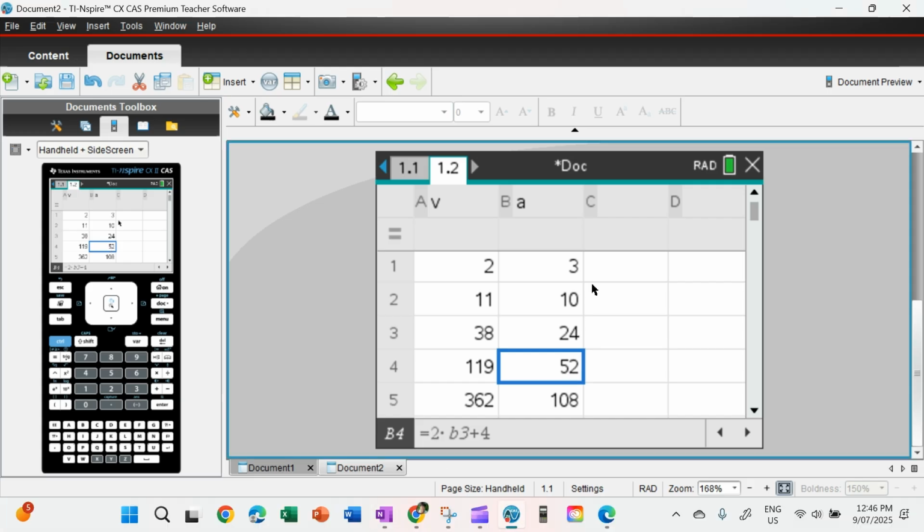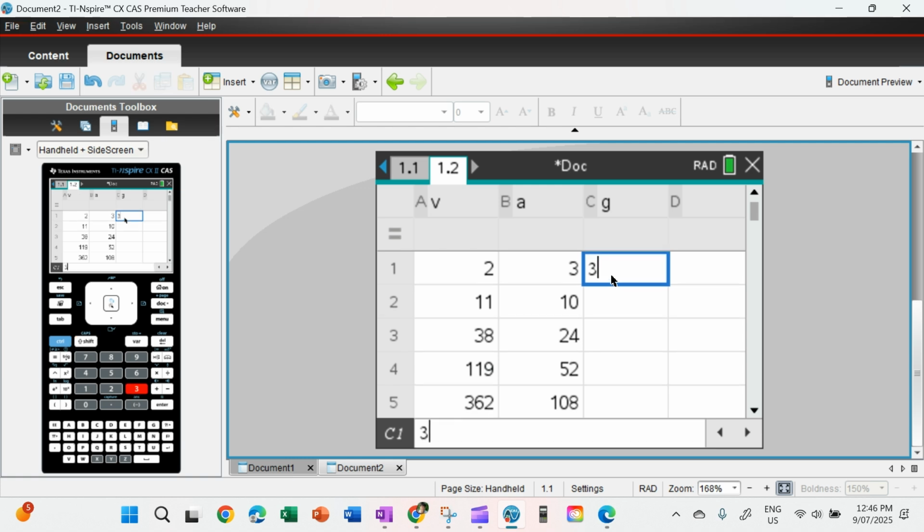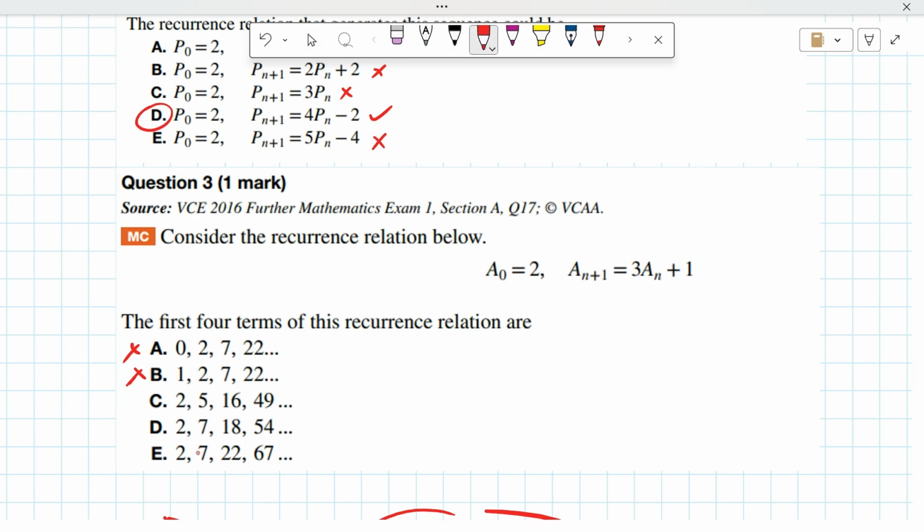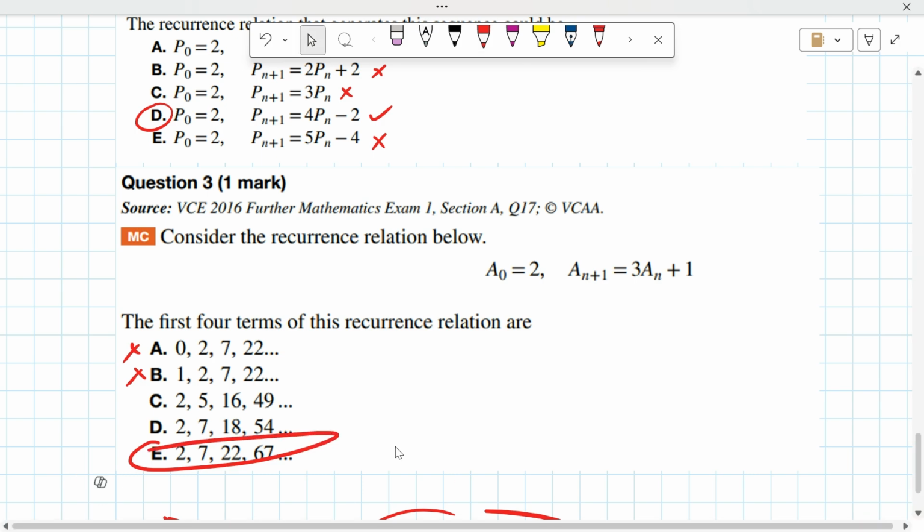Now same idea as before. Start with 2 and then we're going to 3 times C1 and plus 1. Forgot about something called equal, so that's why sometimes you forget that. And for the next one, you click the fill, you go into 3 terms, that will be 2, 7, 22, 67. So you can say it's E.